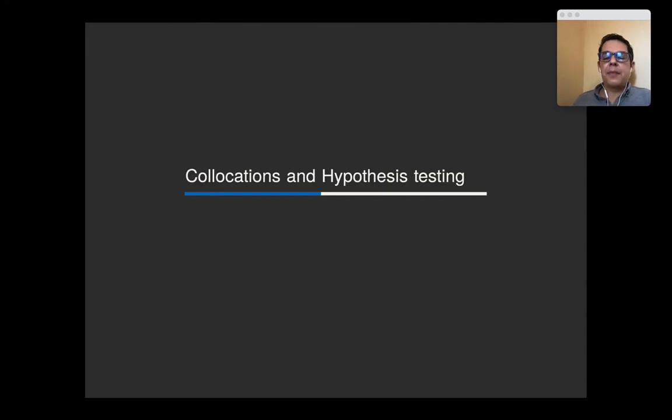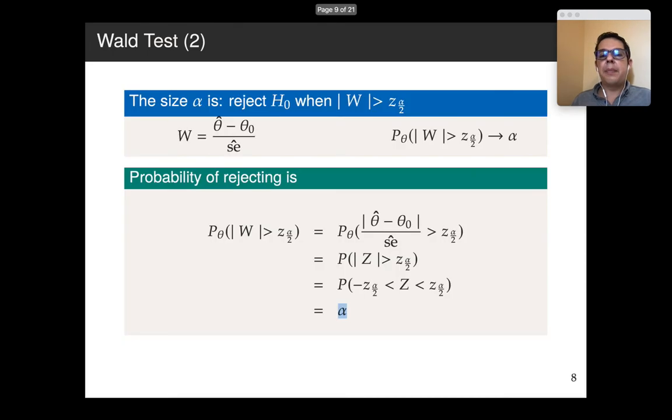Now let's move on to collocations and hypothesis testing. The part that I want, I think I missed something here. Pretty sure that I just missed one here: 1 minus this equation. Pretty sure that I missed it.